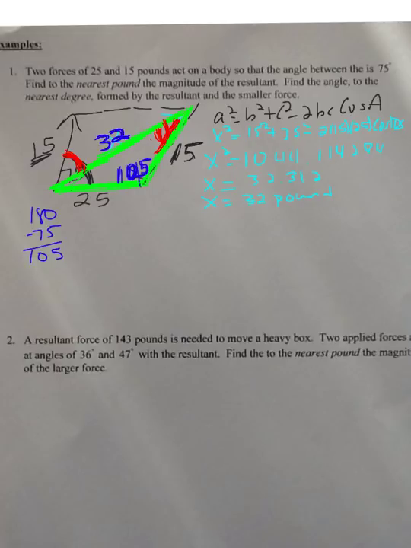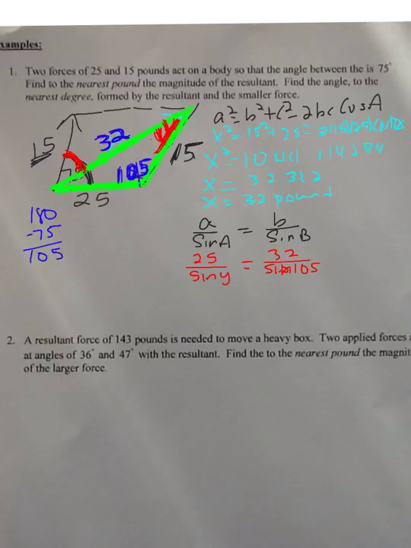So let's see. In the green triangle now, I'm looking for this angle. I have angle 105 and I have the side opposite. So yeah, you guessed it, we are going to use law of sines. That's a over sine A equals b over sine B. So I have side 25 over sine of angle Y and side 32 over sine of 105.